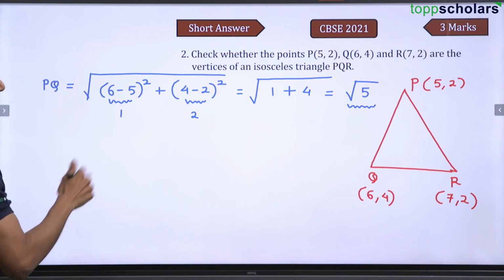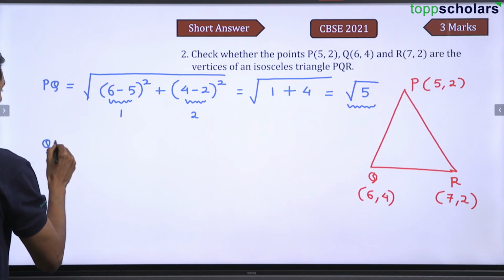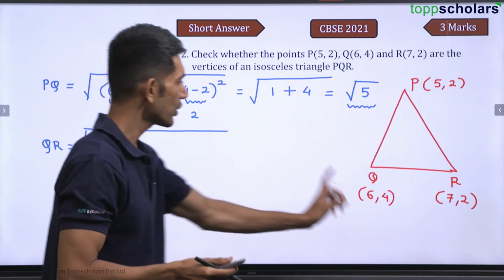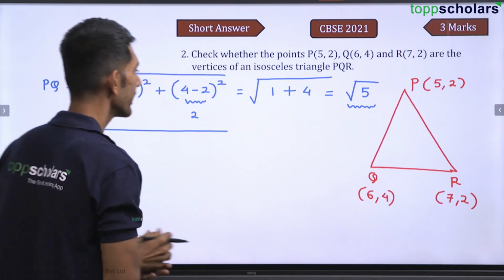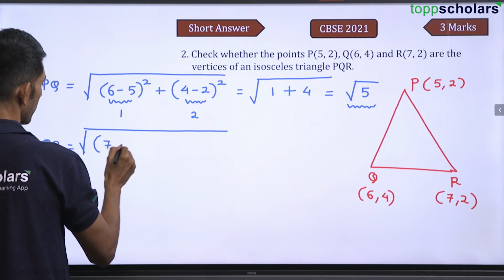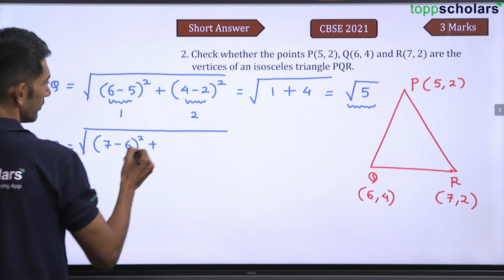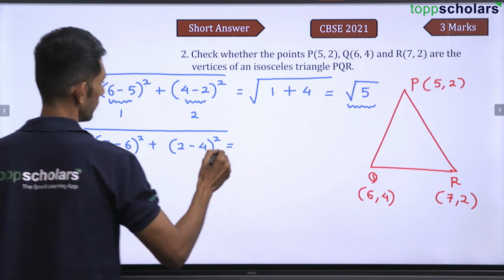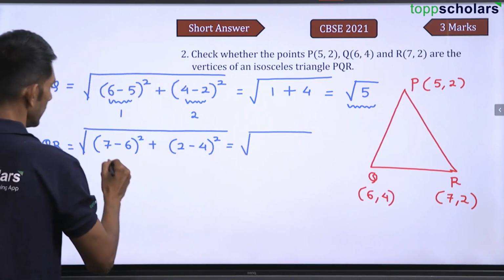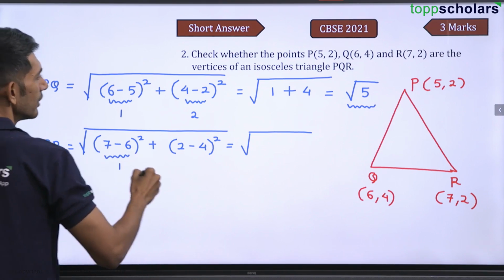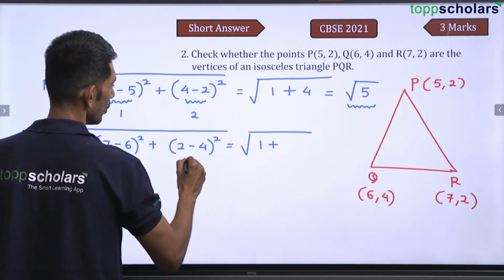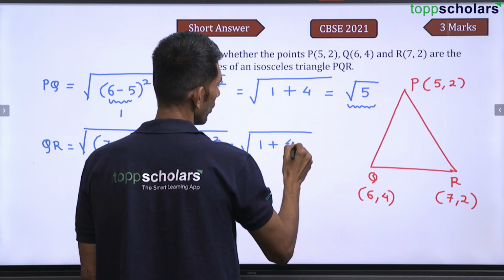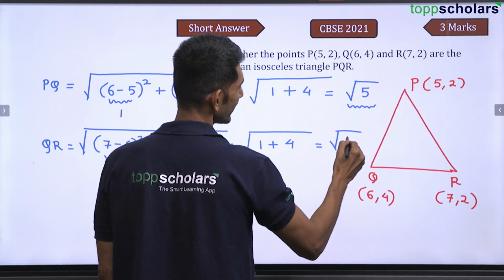Now once we have PQ, we'll find out QR. So QR will be what? Under root, 7 minus 6 the whole square plus 2 minus 4 the whole square. That is equal to under root 7 minus 6 is how much? Again 1. 1 square is 1, plus 2 minus 4 is how much? Minus 2, right? But what is minus 2 square? Again positive 4. Okay, you are getting root 5 again for the second time.